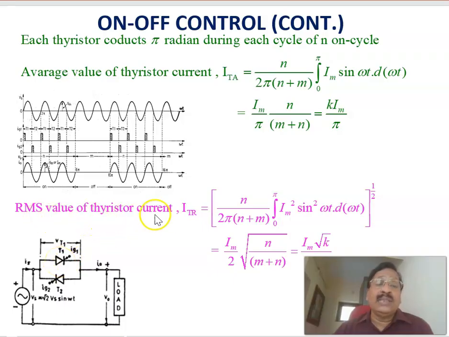Similarly, we can calculate the RMS value of the thyristor current, which is equal to the square root of n divided by 2 pi into n plus m, times the integral between 0 to pi of Im squared sin squared omega t d omega t. Therefore, the RMS value of the current through each thyristor is equal to Im by 2 into root of n divided by m plus n, which is equal to Im into root k divided by 2. This is the RMS value, and the previous one is the average value of the current through each thyristor in on-off control or integral cycle control.